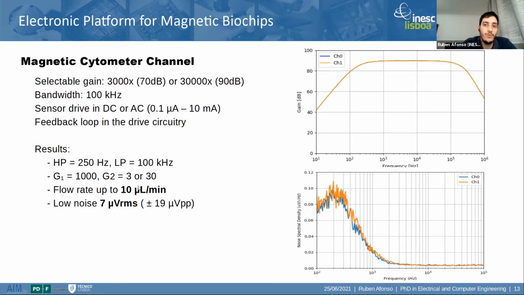With this approach, we can have a maximum flow rate of 10 microliters per minute, and we managed to reach the required system bandwidth with only 2 stages. The integrated noise in this bandwidth is 7 microvolts RMS or 19 microvolts peak to peak.